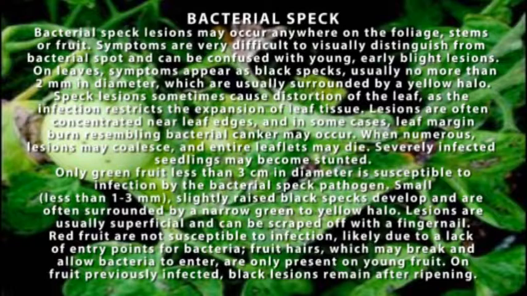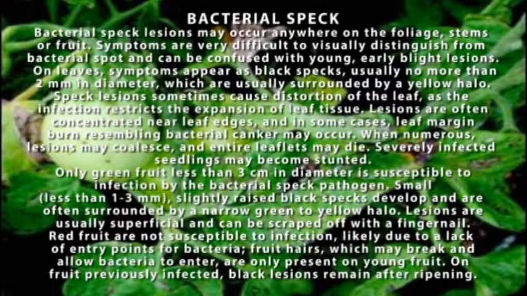Lesions are often concentrated near leaf edges, and in some cases, leaf margin burn resembling bacterial canker may occur. When numerous, lesions may coalesce, and entire leaflets may die. Severely infected seedlings may become stunted. Only green fruit less than 3 cm in diameter is susceptible to infection by the bacterial speck pathogen.